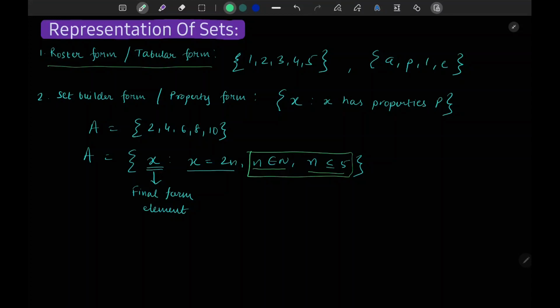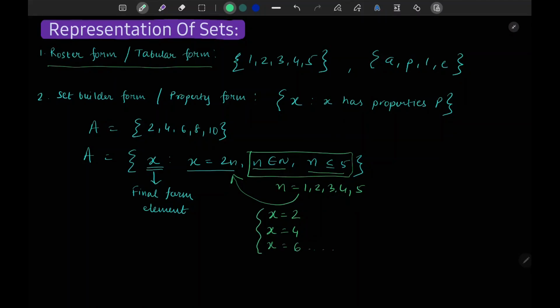Since n comes from the set of natural numbers, the values of n should be 1, 2, 3, 4, and 5. Till 5, because the upper limit or the restriction of n is that n should be less than or equal to 5. Now, after getting the values of n, we plug in these values in this equation. From that, we get the values of x. Putting n equals 1, we get x equals 2. Putting n equals 2, we get x equals 4. Putting n equals 3, we get x equals 6, and so on.